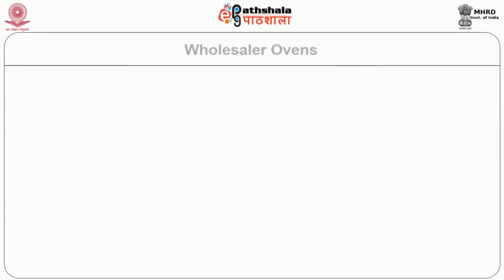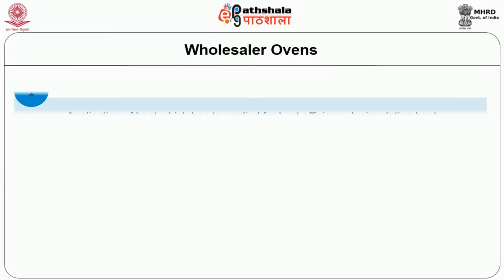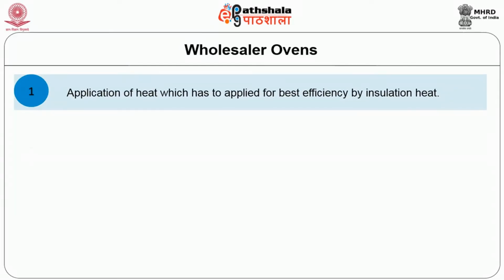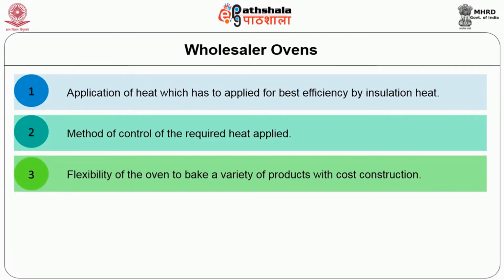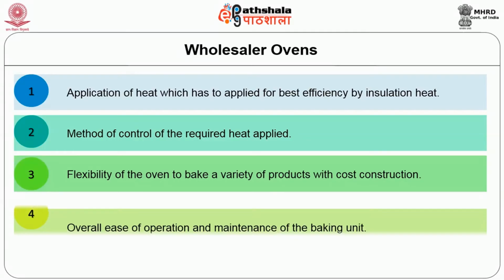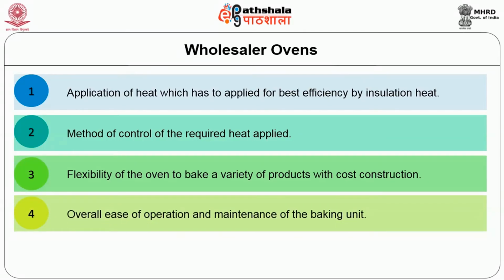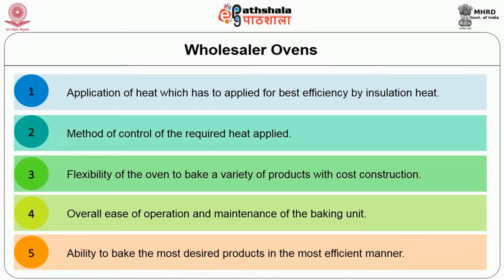Now let us see about the wholesaler ovens. Manufacturers designing and building a good baking oven must take the following essential considerations into account. Application of heat, which has to be applied for best efficiency by insulation, the method of control of the required heat applied, and flexibility of the oven to bake a variety of products, with construction and the overall ease of operation and maintenance of the baking unit. Finally, the ability to bake the most desired products in the most efficient manner is to be considered.